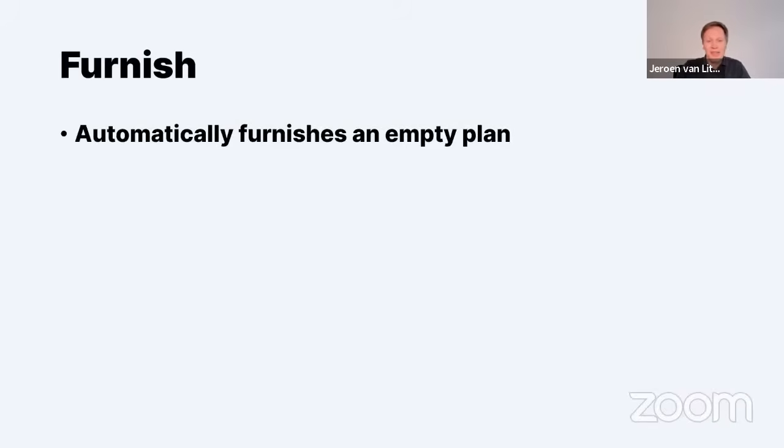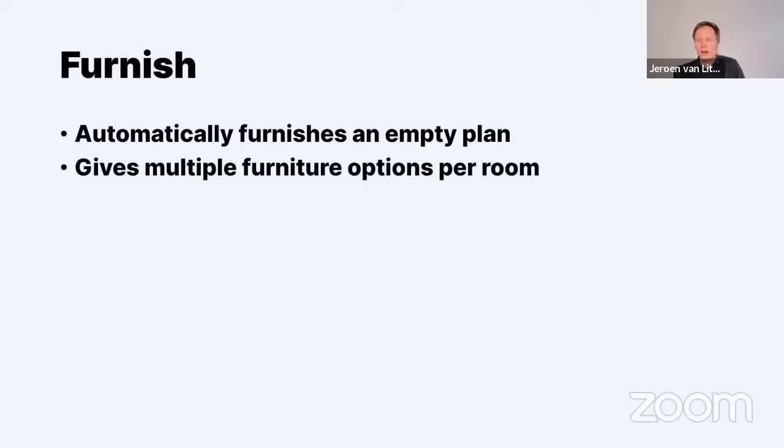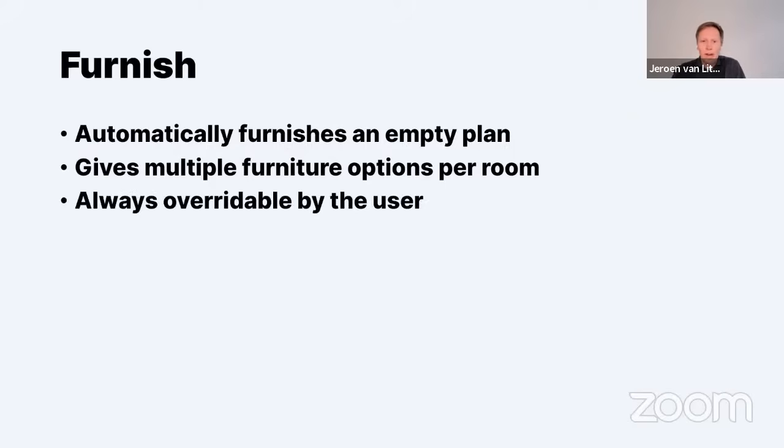What it does is it automatically furnishes, or tries to furnish, an empty plan, and it gives multiple furniture options per room. So if you're not happy with one option, you can always click on that room and try to return another option. It's always overridable by the user. We just give some suggestions, and if you're not happy with it, you can always change the door, change the room function, or change the furniture layout.